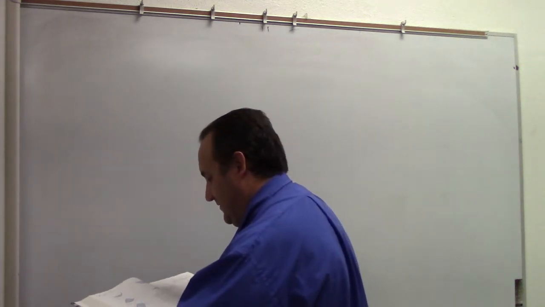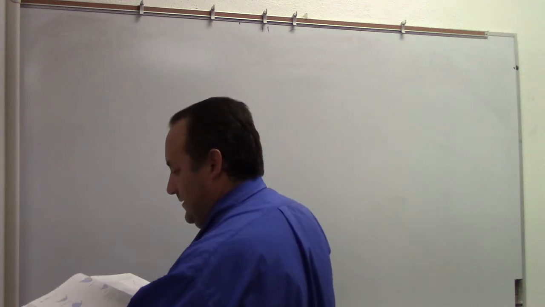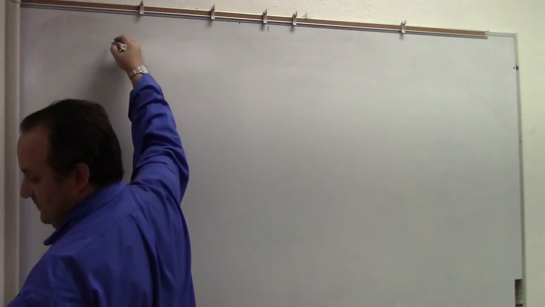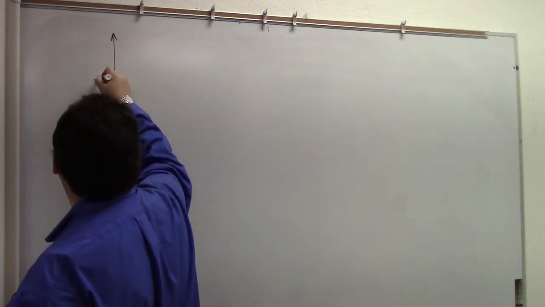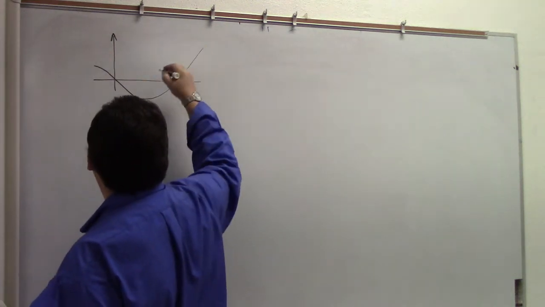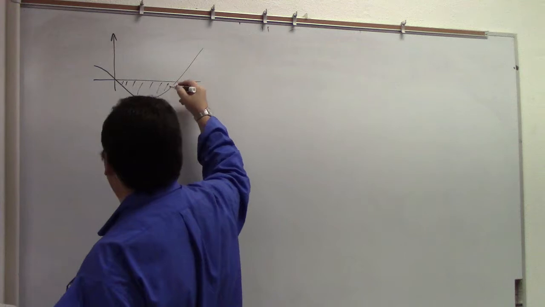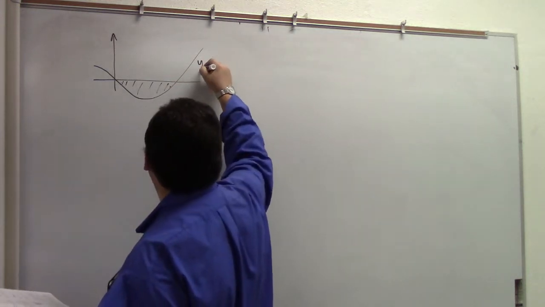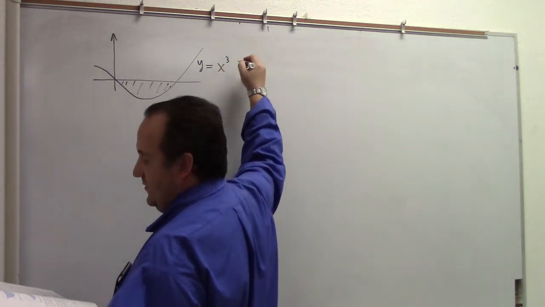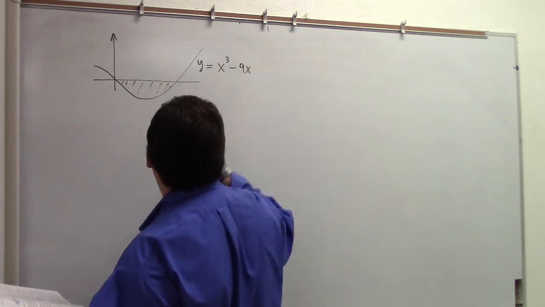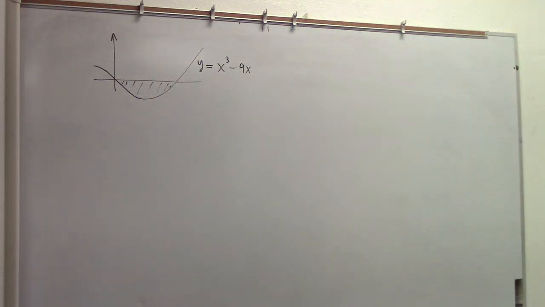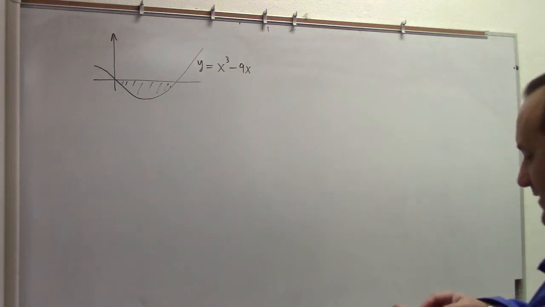Let's see here. I'll work some of these. Here we go. We've got a picture. We're supposed to find the area bounded. It shades the picture like this here for us. And it tells us that the formula is y is equal to x cubed minus 9x. We're supposed to find the area bounded as pictured. Okay, so this one's pretty easy, I think.